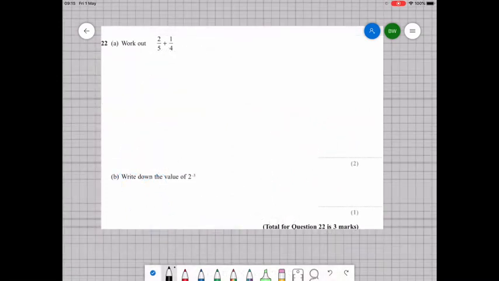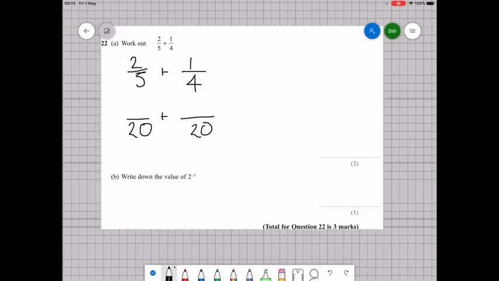So this question, we've got work out 2/5 plus a quarter. Now, I need a common denominator here. I can't add fractions or subtract fractions without a common denominator. So I've got 2/5 plus a quarter. Now to work out the denominator, I'm going to look for the lowest common multiple of 4 and 5. So the lowest number that's in both my 4 and 5 times table. In this case, that's 20. Now, in order to get to the 20, I multiply 5 by 4. So I'd also have to multiply my numerator by 4 to keep the fraction equivalent. 2/5 is equivalent to 8 over 20.